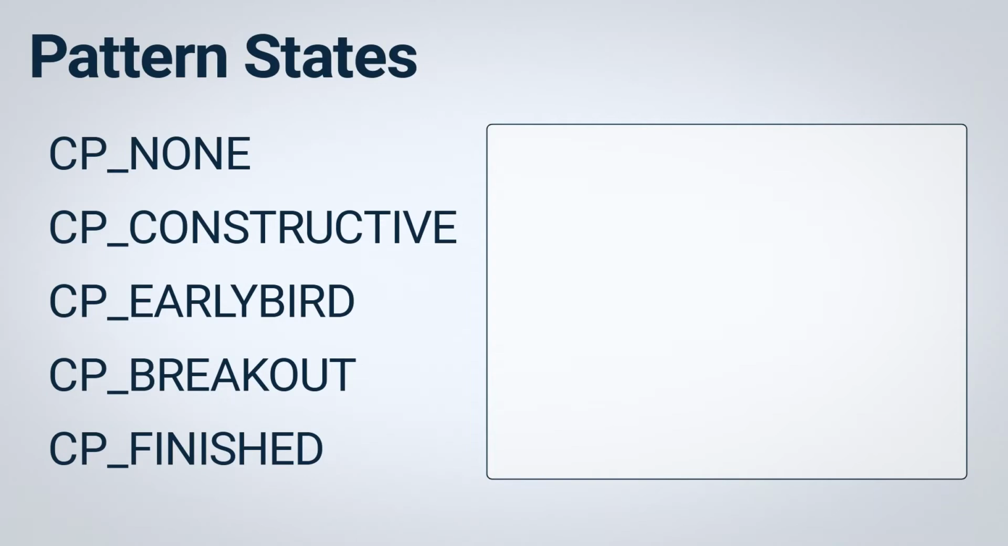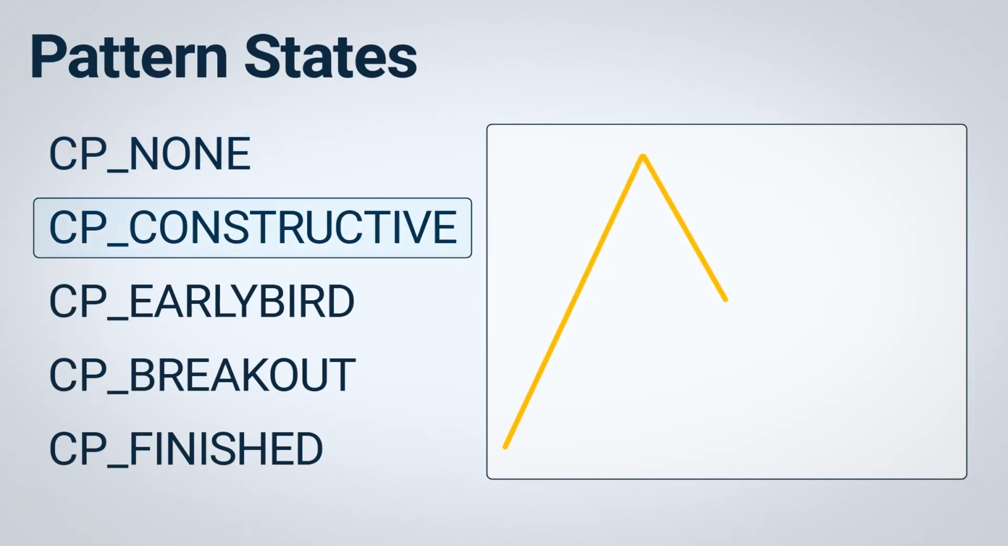Several choices can be made for the pattern state. The pattern state, CP None, describes that no patterns are on the chart. With CP Constructive, all patterns are recognized that have just started. However, this is not yet recommended for a signal.